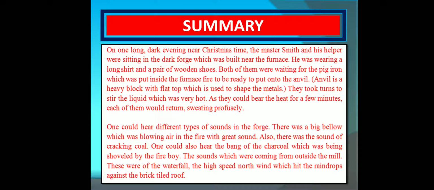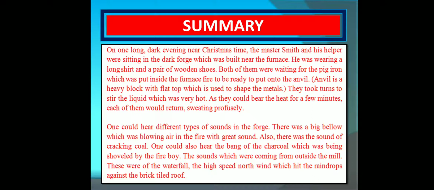So the new owner was using it just to do a small business. Here the master smith and the blacksmith were working. He was wearing a long shirt and a pair of wooden shoes. Both of them were waiting for the pig iron, which was put inside the furnace, to be ready to put onto the anvil. An anvil is a heavy block with a flat top which is used to shape metals. They took turns to stir the liquid, which was very hot. As they could bear the heat for only a few minutes, each of them would return, sweating profusely.